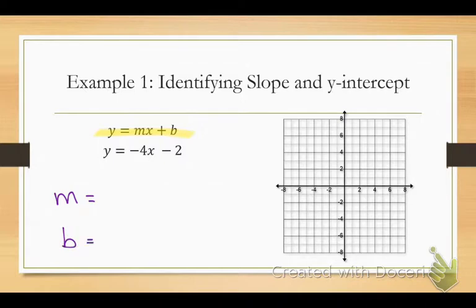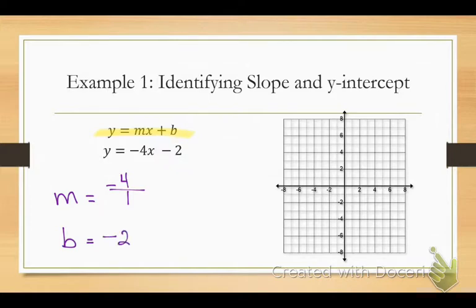All right, so let's start with m. What value is right here connected to x? -4. Now, because it's slope, and slope is rise over run, anytime it's a whole number, I want you to put it over 1. And you're going to see why when we start graphing these. Anytime it's a whole number, you'll put it over 1. My b value is whatever value is the last number by itself in the equation. So my b value would be -2.